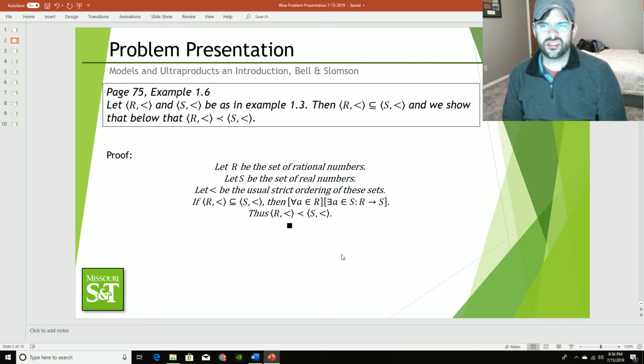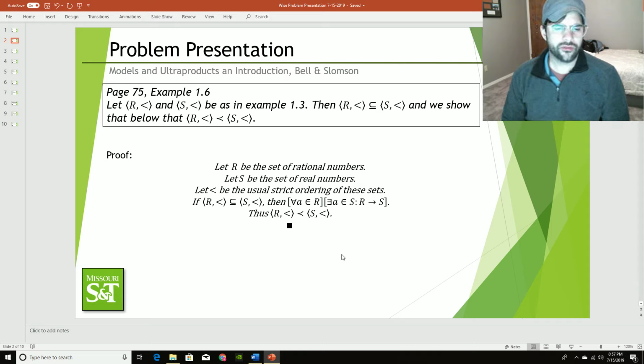Or actually the way to say that would be that the real numbers as strictly ordered is an elementary extension of the rational numbers with a strict ordering. So here's the proof. So let R be the set of rational numbers, and let the set S be the real numbers. Let that less than symbol be the usual strict ordering of these sets.